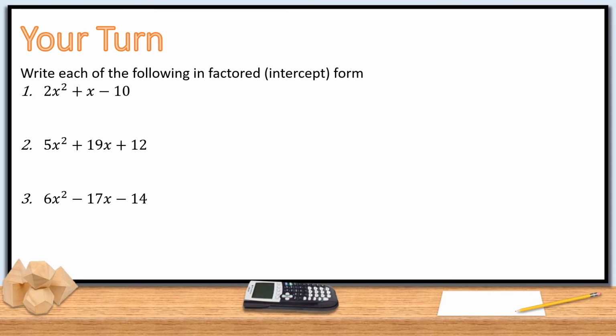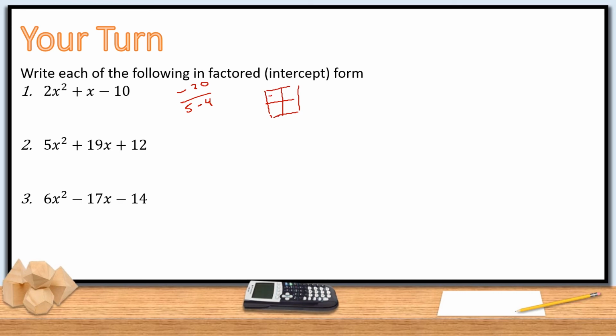So the first one, multiply the a and the c value, 2 and minus 10. So we want factors of negative 20 that add up to be positive 1. If you know the factors off the top of your head, you don't have to list all of them. So I'm looking for 5 and negative 4. 5 times negative 4 is negative 20. Add them together, you get 1. So window pane.